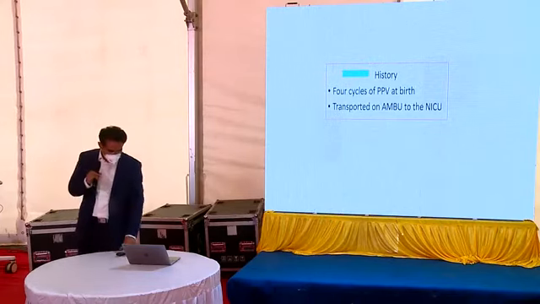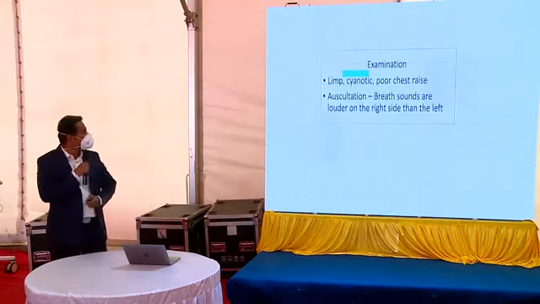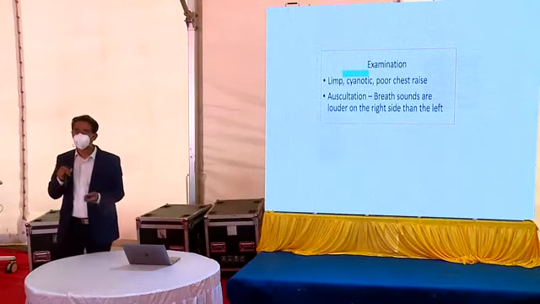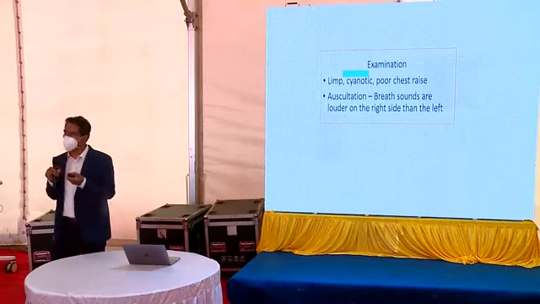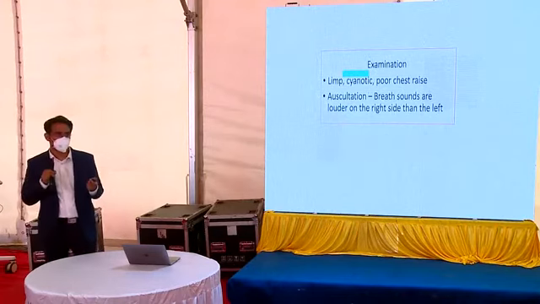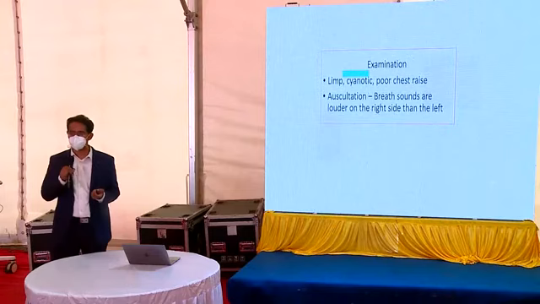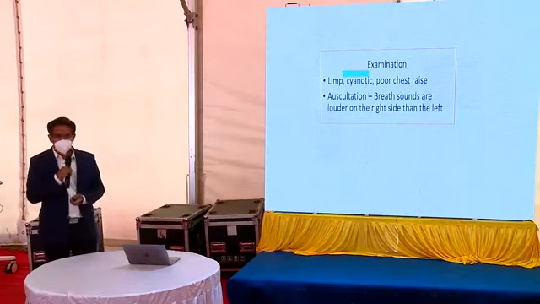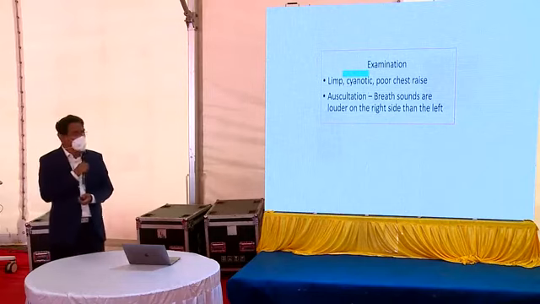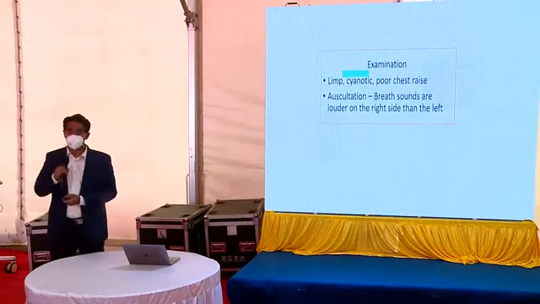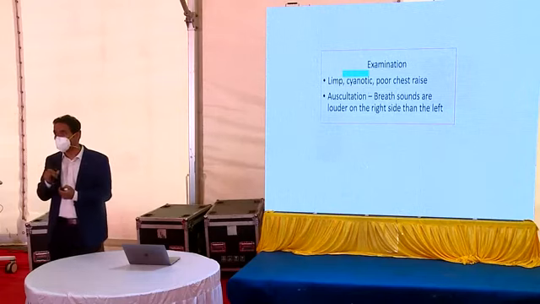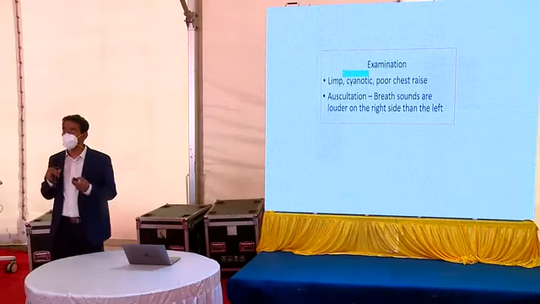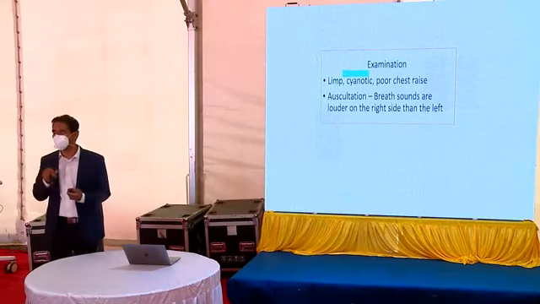Okay. So this history, so these are all the possible things. Of course, the entire spectrum of DOPE is still possible, from ET leak, displacement to all those things to equipment failure, circuit leaks, all these things. But probably one of these things is most likely to be the cause. You examine the baby: the baby is limp, cyanotic, has poor chest rise. Auscultation is one thing that we often don't do whenever there is such an acute deterioration. So I encourage all of you to not miss that very vital step.